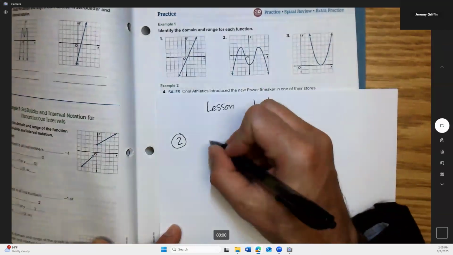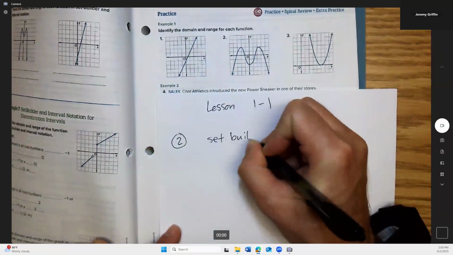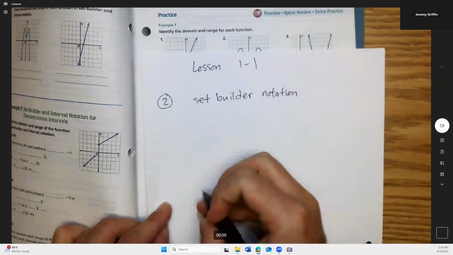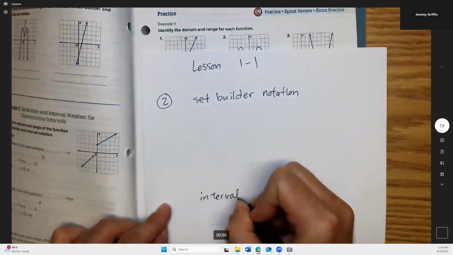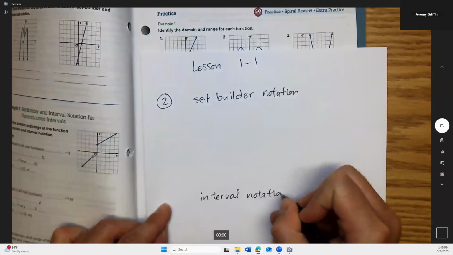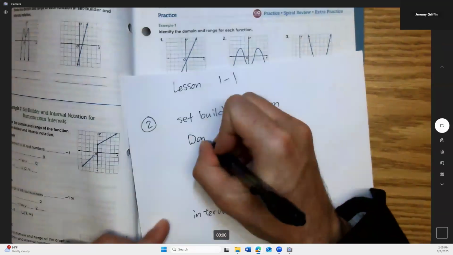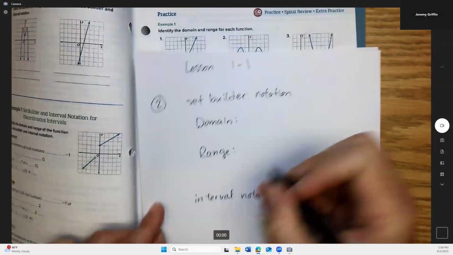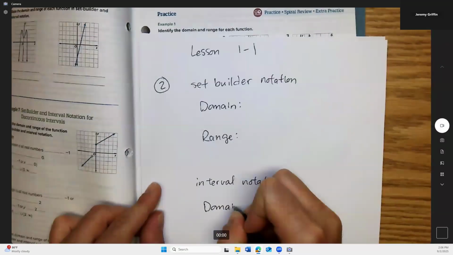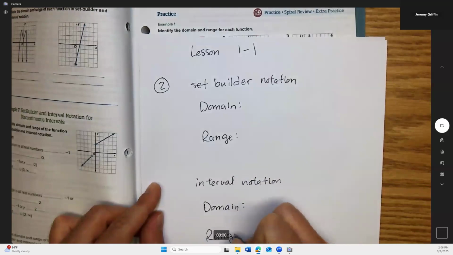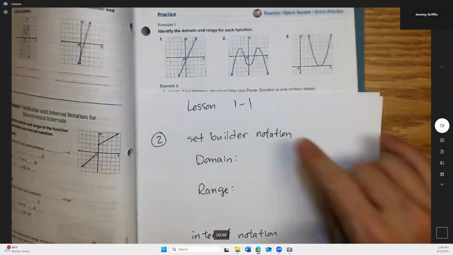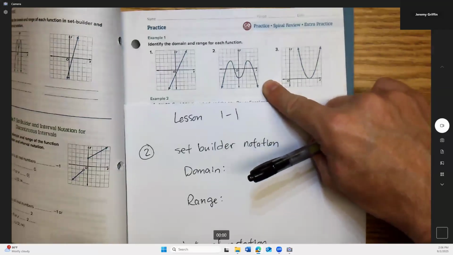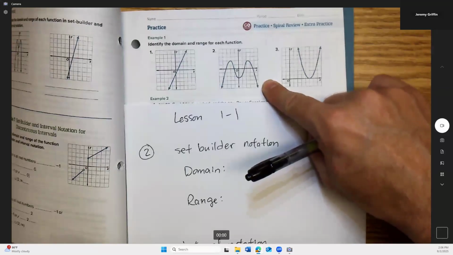Let's try it both ways. Let's do set builder notation, and then we'll do interval notation. Okay. So we need a domain and a range. All right. Number 2, right here, this one. Okay. Guys, what would the domain be on number 2?